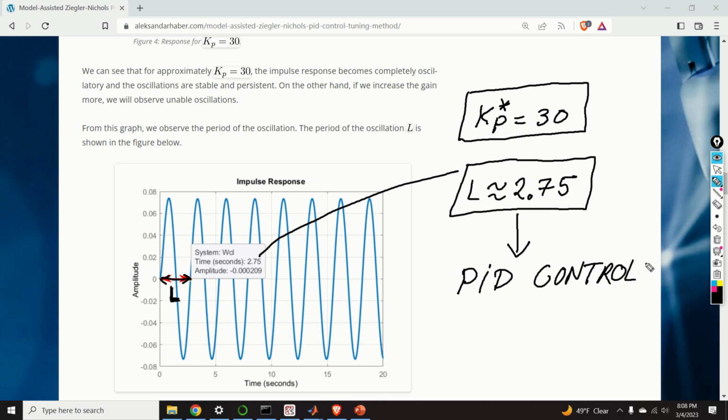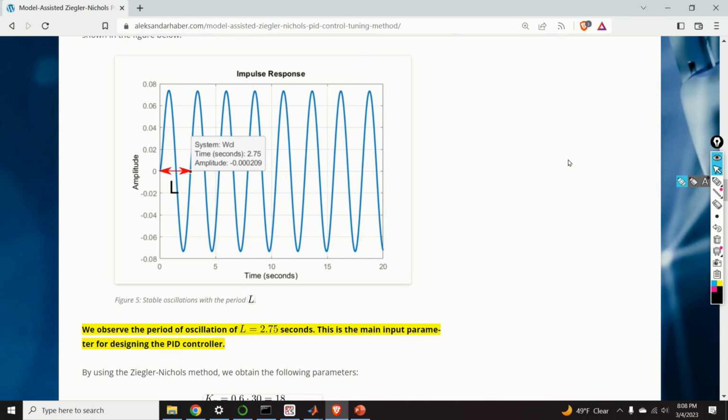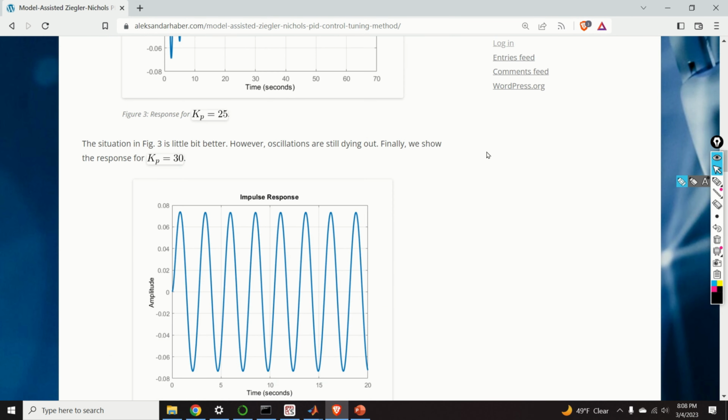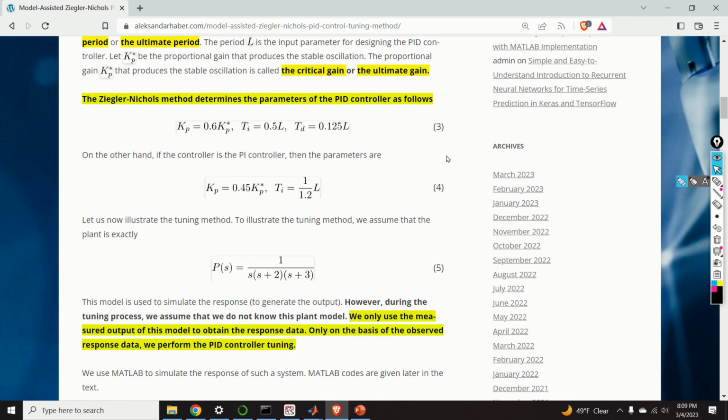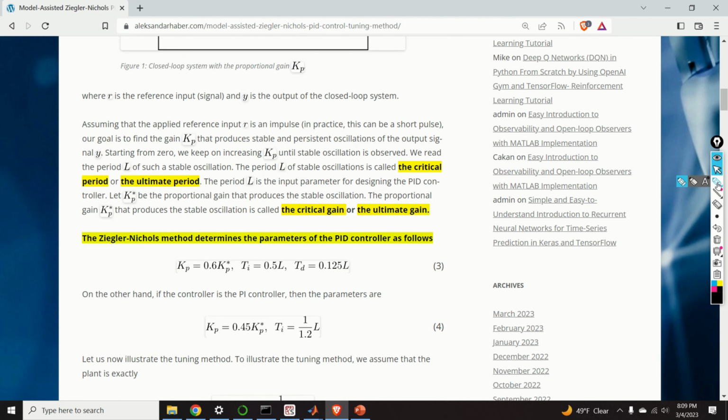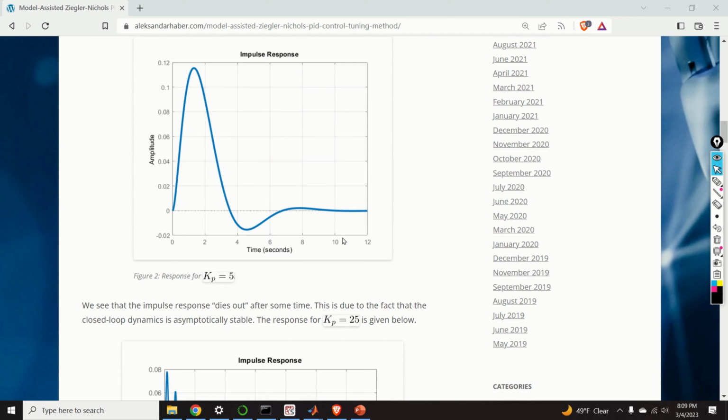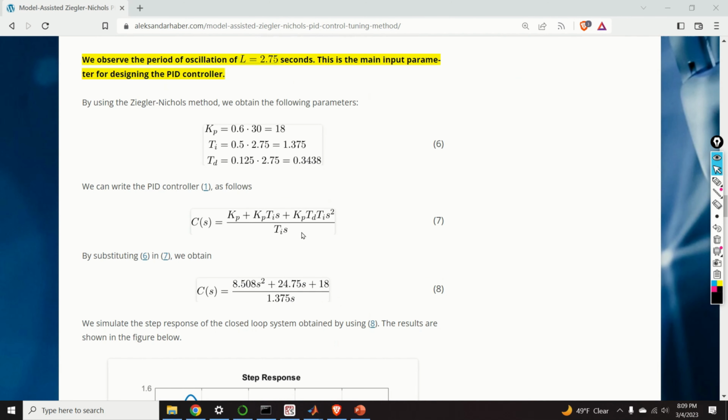And as you can see, you don't need the model of the plant in order to design the PID control parameters. So how to design the parameters of the PID controller? Well, we'll simply go back to our original equations, that is to equation number 3, and we substitute the values for Kp star and for L. And the substituted values are given over here.